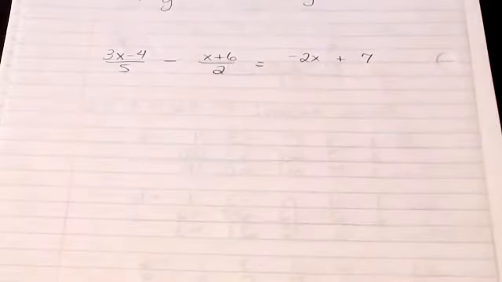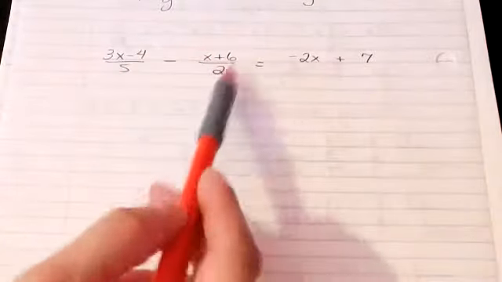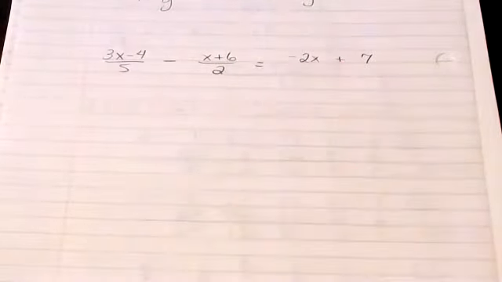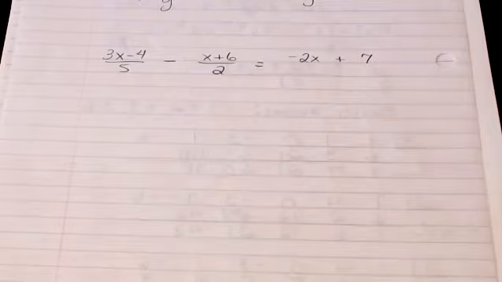Here we have 3x minus 4 all over 5 minus x plus 6 over 2 is equal to negative 2x plus 7. I want you to recognize right off the bat that we have 1, 2, 3, 4 terms in this entire equation, which is totally fine. We could have had 10 terms if the problem demanded it. So it's not a big deal. In order to progress through this problem, my recommendation is to use the LCD to cancel fractions.